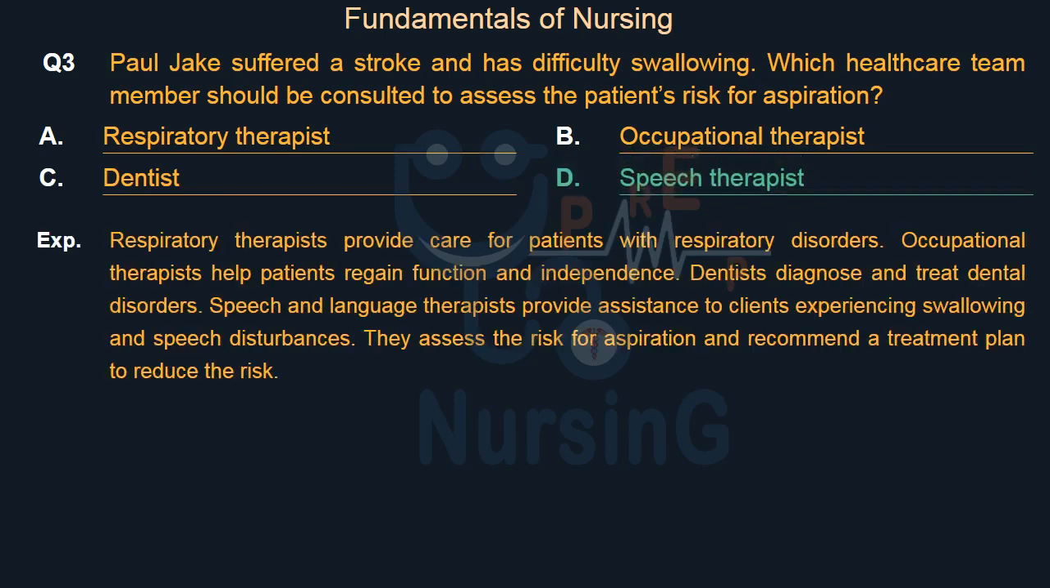Speech therapist. Respiratory therapists provide care for patients with respiratory disorders. Occupational therapists help patients regain function and independence. Dentists diagnose and treat dental disorders. Speech and language therapists provide assistance to clients experiencing swallowing and speech disturbances. They assess the risk for aspiration and recommend a treatment plan to reduce the risk.